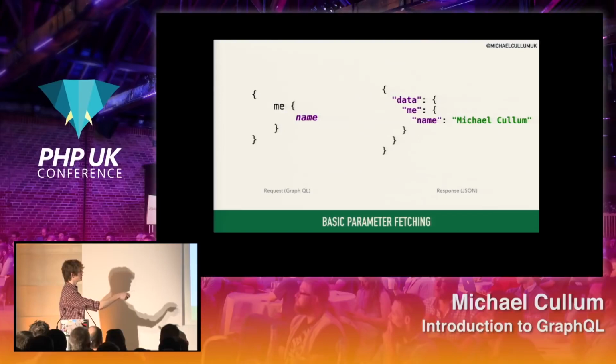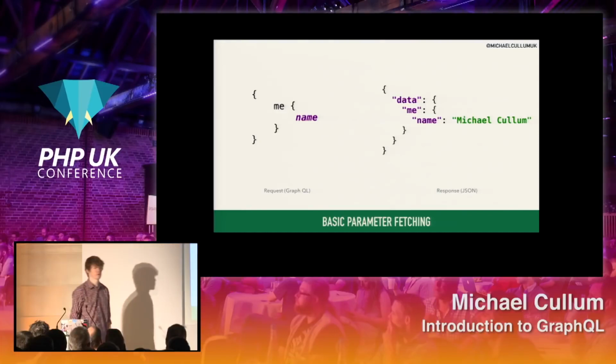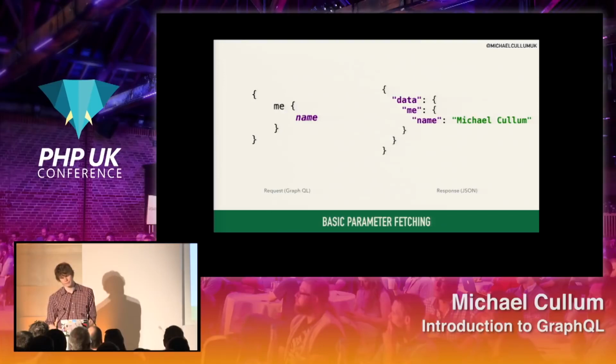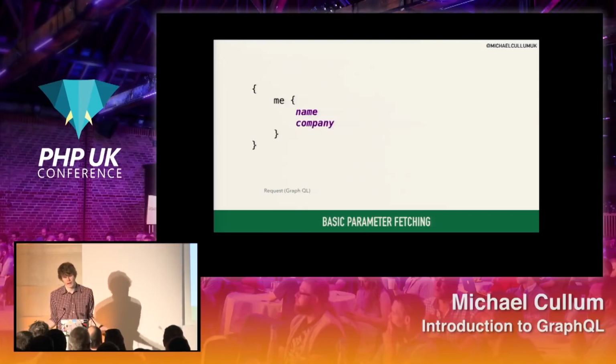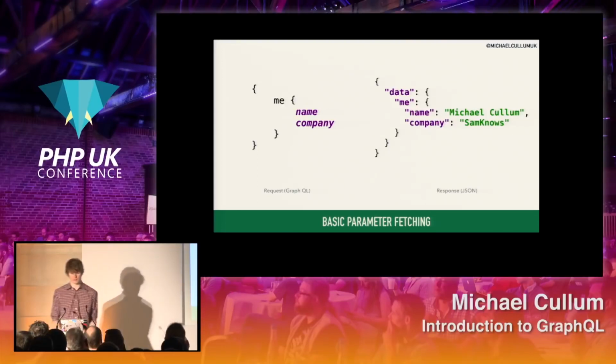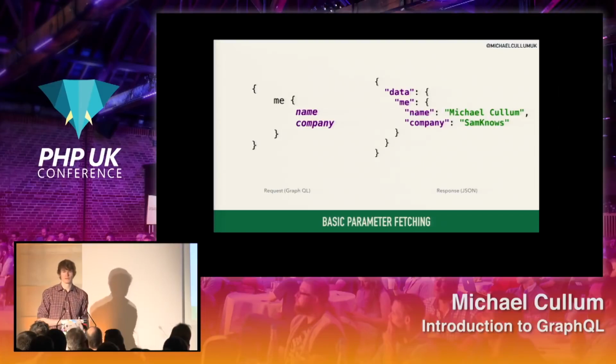Again, we've got me here, which is the object, and inside of that we've got the property name, which has the value Michael Cullum. It's given me the name of the me object. Now I can add others. I can add company in here, because let's say I want to know what my company is. I run that, and again, I get that extra property back. That property value is Sam Knows. And you'll see that the exact word I've used here, company, is exactly the same in the response. The response will always mirror the request unless you ask it specifically not to, which I'll go into later.